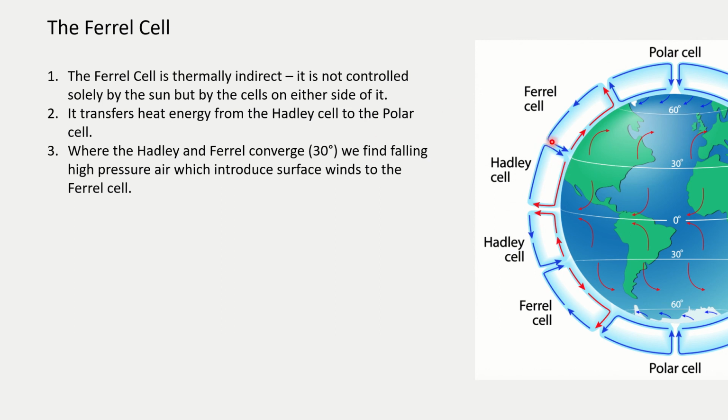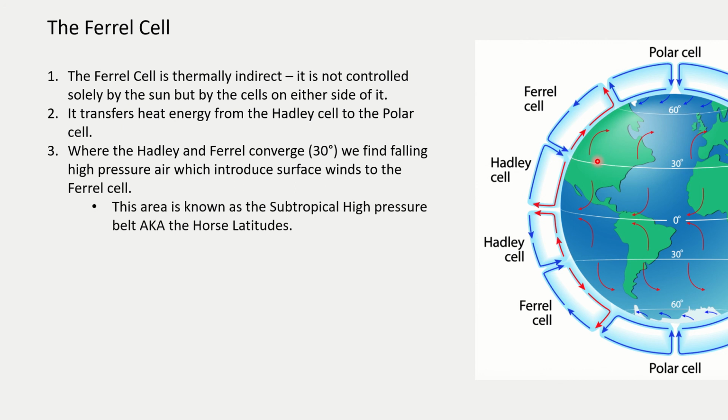At 30 degrees, where you see there's falling cold air, that creates high pressure air at the subtropical high. Some teachers will refer to this as the horse latitudes. I choose not to, as this is complex enough already, but I just thought I'd mention the note.